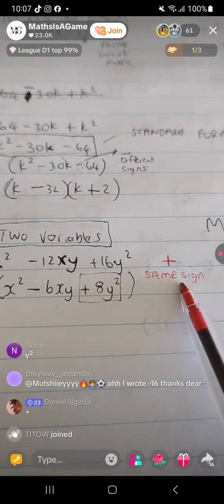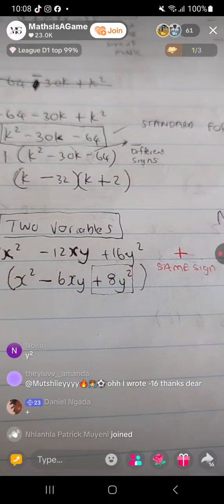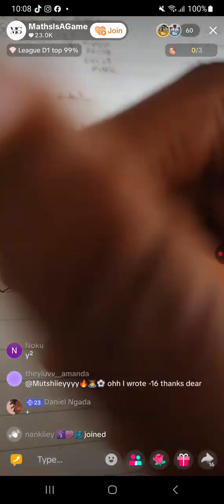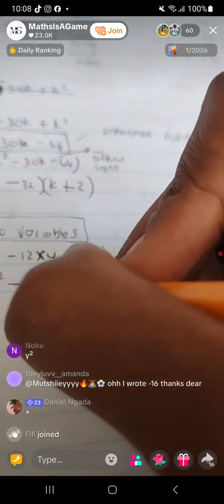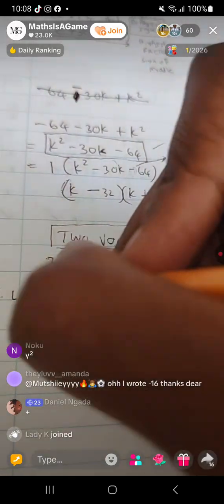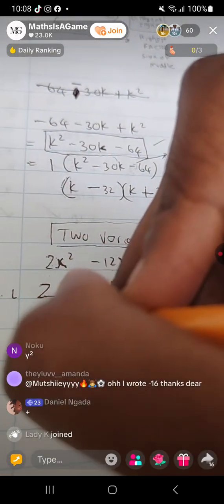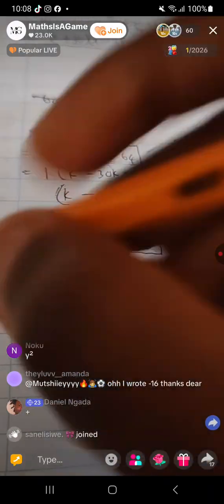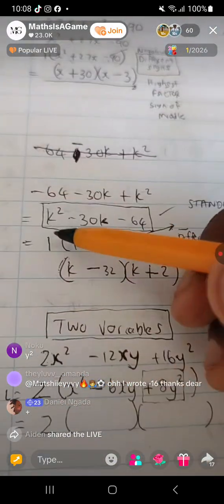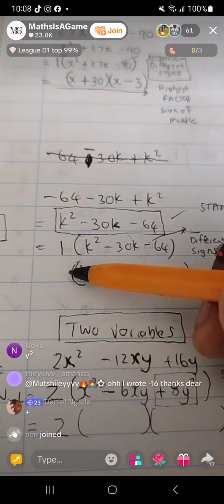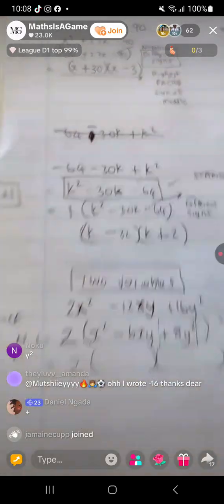Positive means what? Same sign. According to who? According to the sign of the middle term. So we are going to open the 2 brackets again. The 2 that was there, don't forget it. It comes down. You don't leave the 2 behind, just like you did not leave the 1 behind. We know that the 1 is still there, unseen as it is, in the final ones.